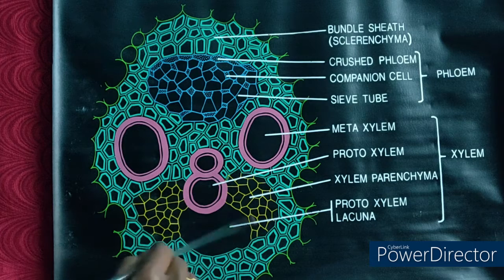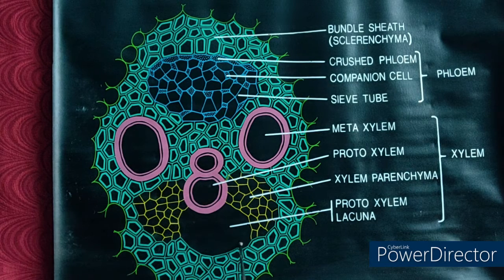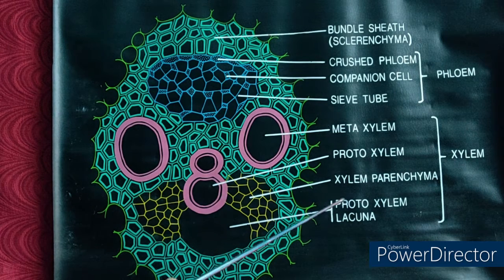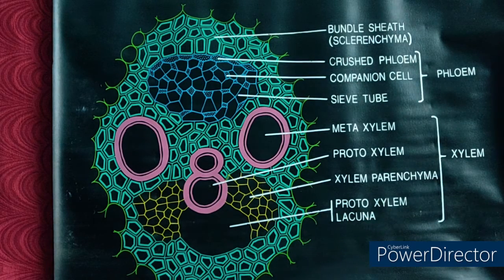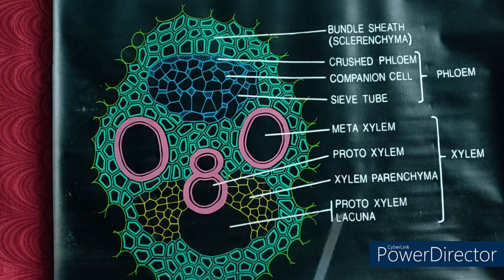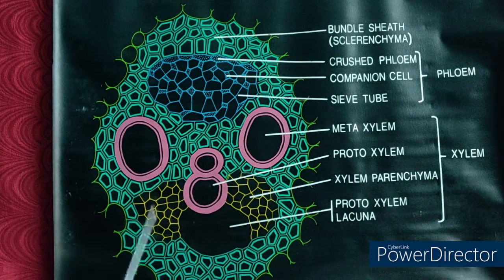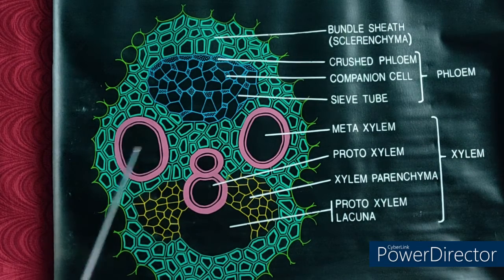Like that, cavities are found because of the disintegration or death of protoxylem, and that cavity is known as protoxylem lacuna. So these are all important points. Note down properly, memorize the words. Okay. Then next, with regard to phloem.